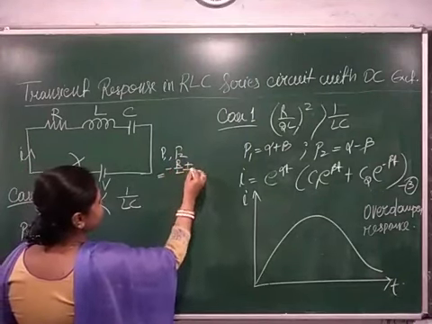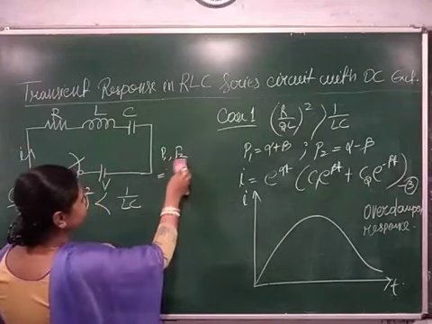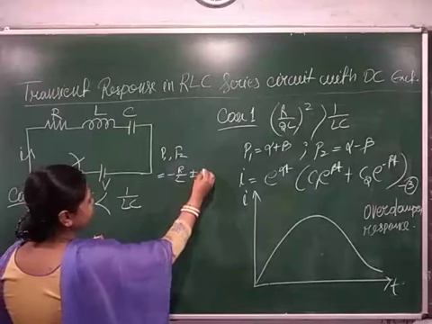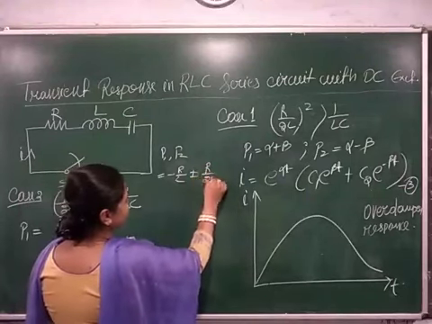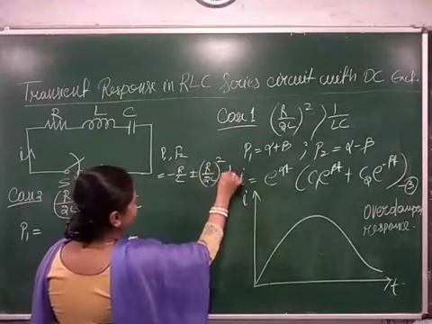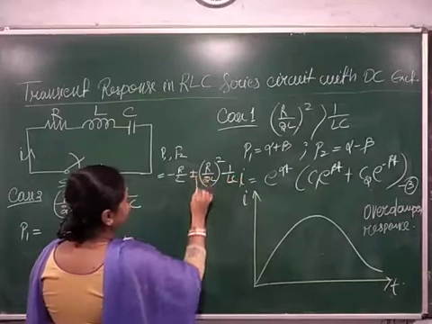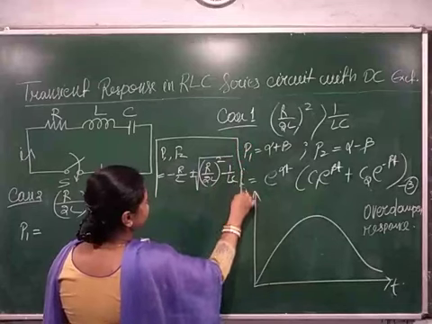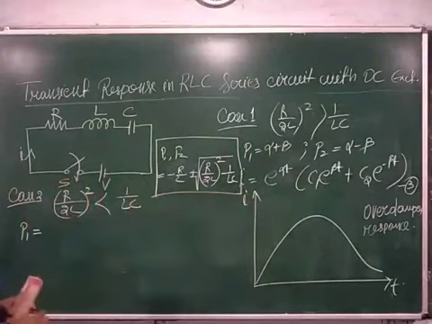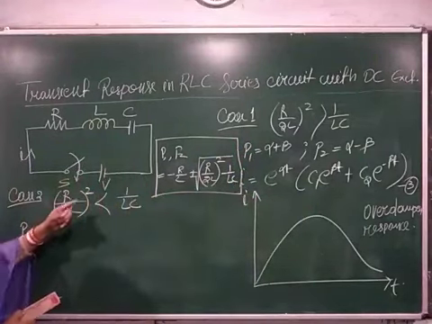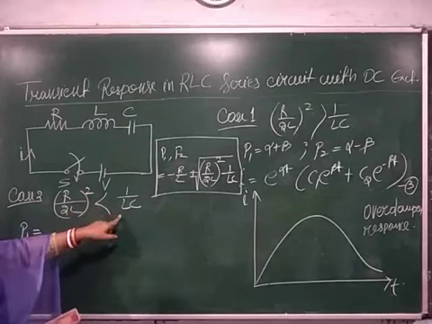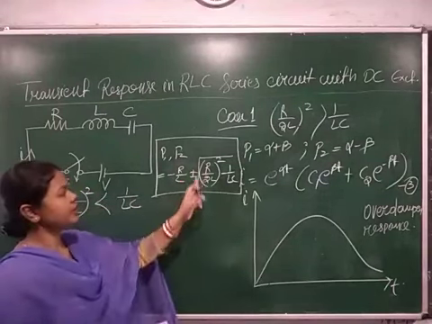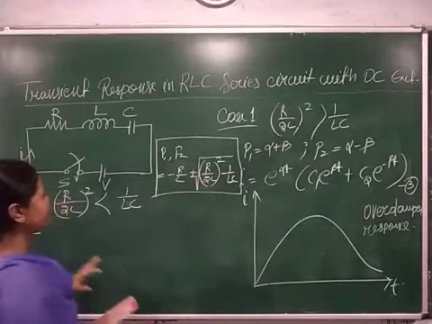plus minus R by L plus minus. You have to remember this equation. Okay, you have to remember this equation. So if R by 2L square is greater than 1 by LC, then this is imaginary. This part is imaginary.